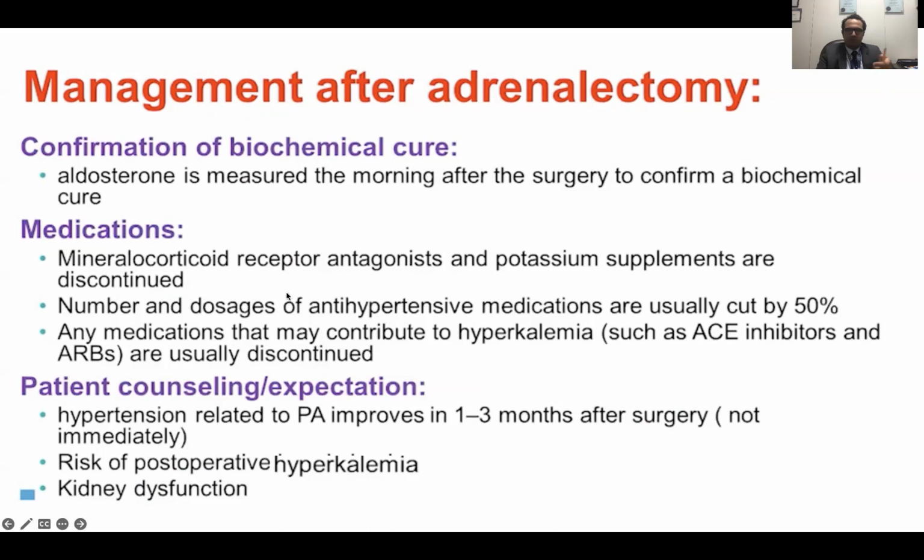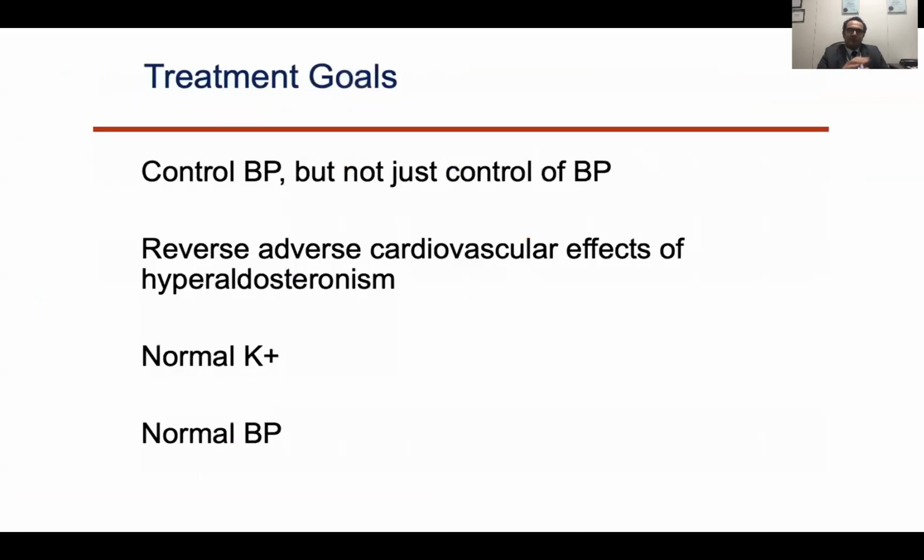Potassium supplements are stopped. And then you have to counsel the patient that hypertension will be improved but not resolved in all patients. You still would need 1 or 2 drugs for that because of the long-term vascular changes in these patients. Post-operative hypokalemia is resolved in all, and even the patient may develop post-operative hyperkalemia, especially when the contralateral suppressive index is less than 0.5. Treatment goal, control BP, but not just control of BP.